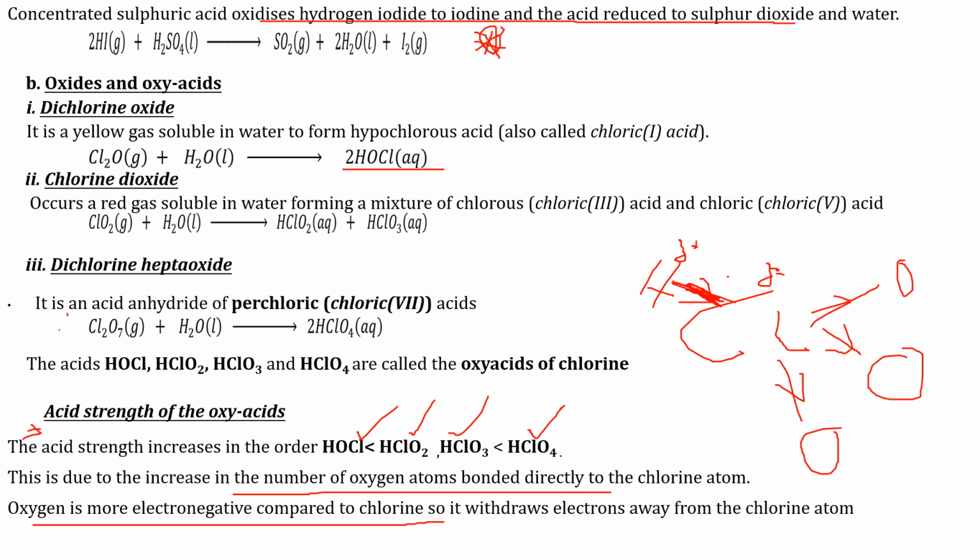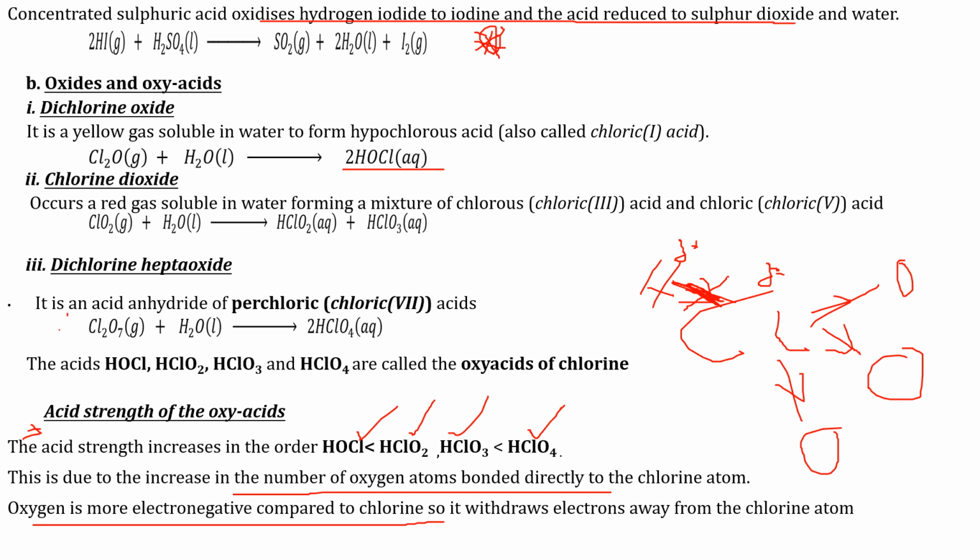I've already explained this increase in partial negative and partial positive on the chlorine atom and the hydrogen atom. So that's why we are saying that increasing the number of oxygen atoms, since they are electronegative, increases the tendency of attracting bonding electrons towards themselves, thus weakening the hydrogen to chloride bond. And once it's weakened, this bond is easily broken, and protons are easily released in solution.